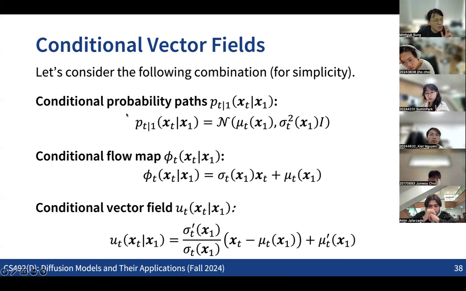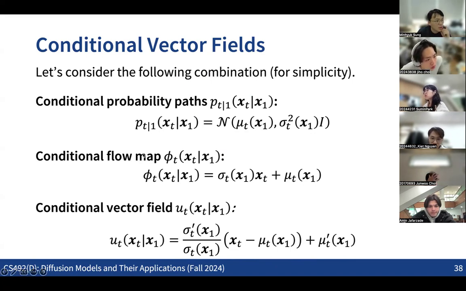So let's think about that. We have a conditional probability path defined in this specific Gaussian form. Given this mean function and variance function, we are also going to consider the flow map, which is derived into this form. And also the corresponding vector field. While there can be multiple vector fields, we are going to consider this specific vector field that looks like this. So these are our choices for the conditional probability path, the conditional flow map, and the conditional vector field. Makes sense?